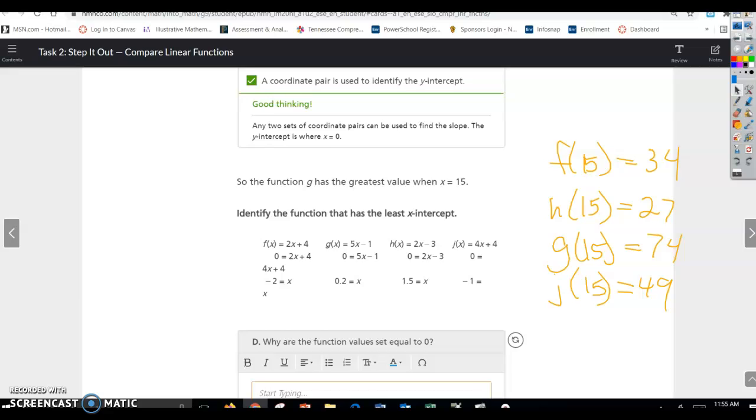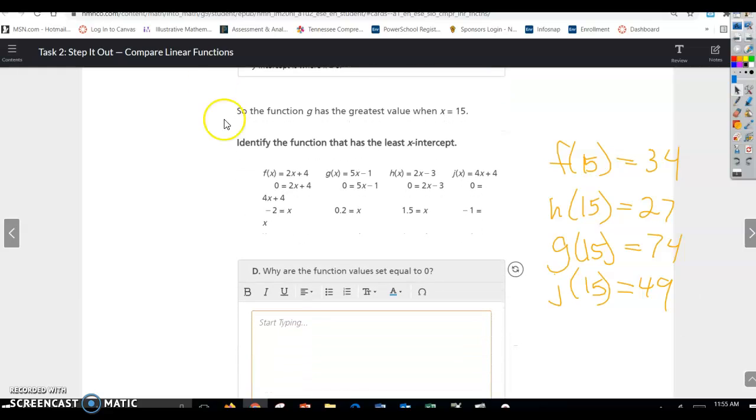All right, so the function g has the greatest value when x is 15. Okay, how did they determine that? Well, they looked at the 4 functions, and g of 15 is 74, and that is the greatest out of the 4 outputs here. So that's how they determined that g has the greatest output. All right, then it says identify the function that has the least x-intercept.